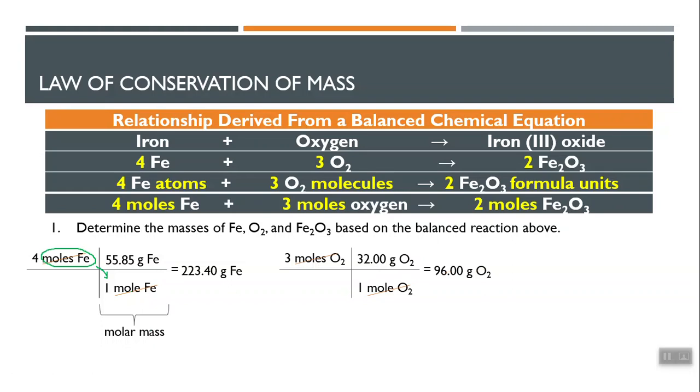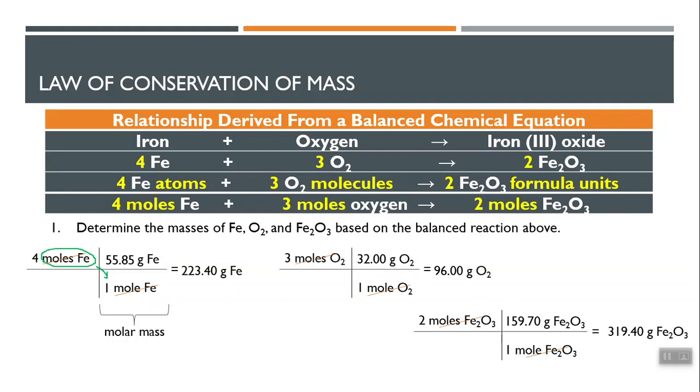I'm going to do that for the last one, 2 moles of iron 3 oxide. Copy down the unit, and the mass of iron 3 oxide is 159.70 grams. Multiply that, and you get 319.40 grams.